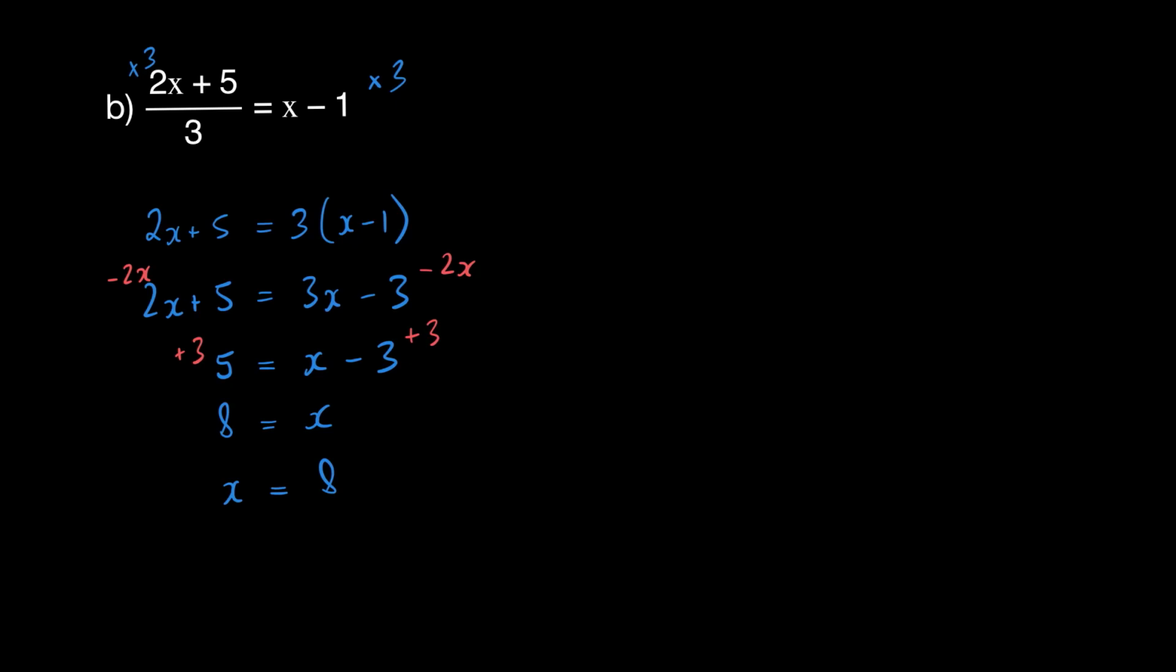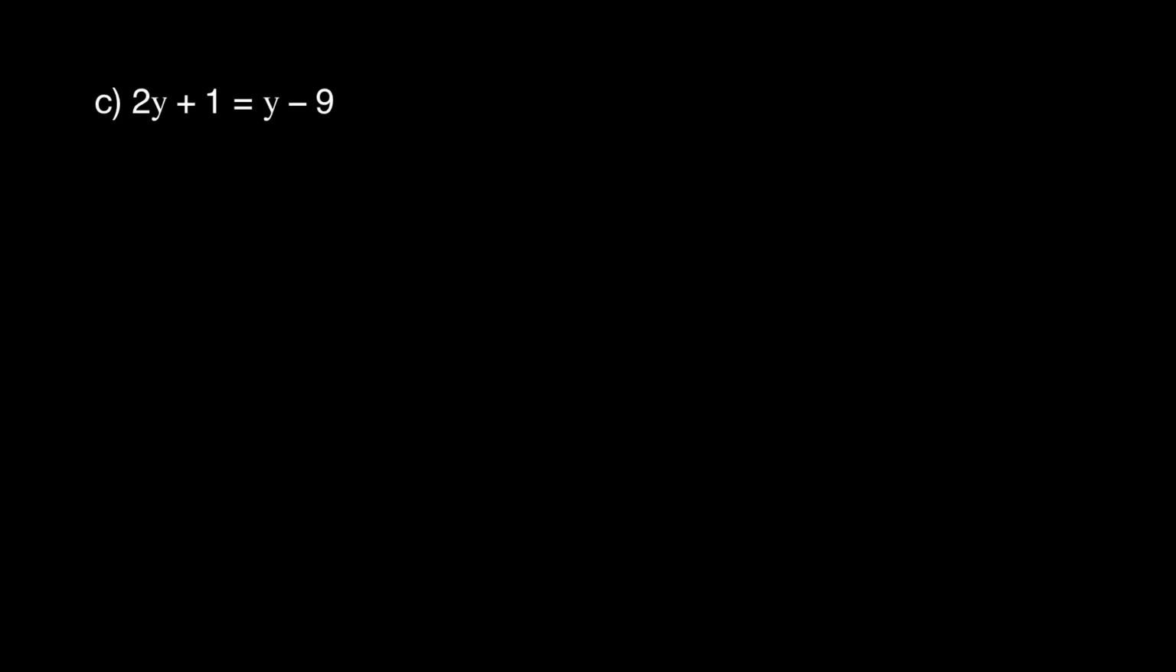Okay, let's have a look at another one now. Again, with this one, we've got pronumerals on both sides. I'm going to try and get the y this side, because it'll be positive on the left. So to move that single y, I need to subtract y from both sides. That'll give me y plus 1 is equal to minus 9.